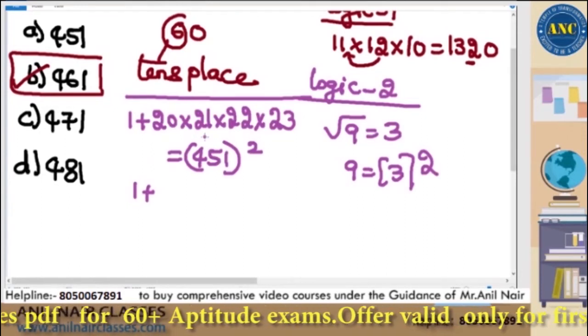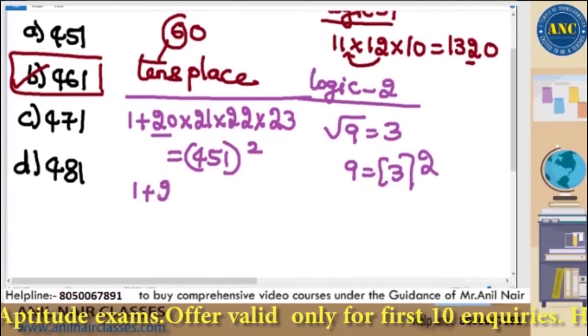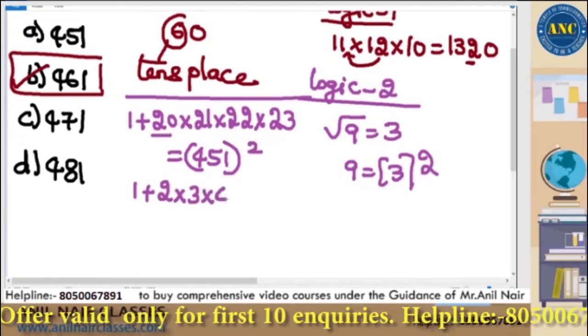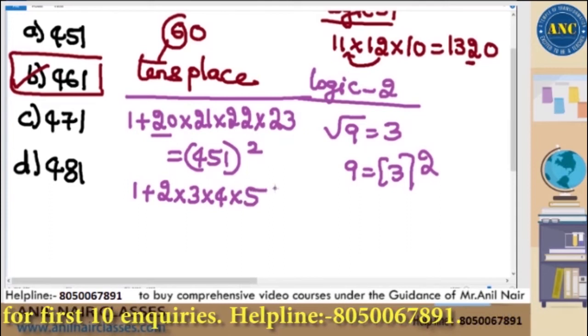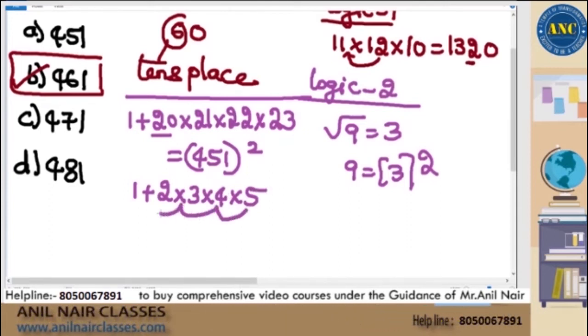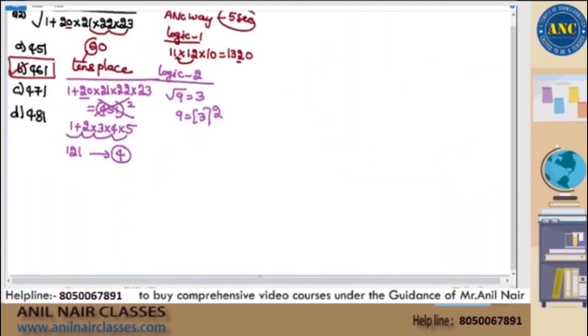Mayur, please allow me to solve the problem, sir. 20, what is the digital sum? 2, 21 is 3, 22 is 4, 23 is 5. 2 3s are 6, 6 4s are 24, 24 5s are 120, 120 plus 1 is 121. The digital sum is 4, so the answer's digital sum should be 4. 451: 4 plus 5 is 9, 9 plus 1 is 10, 10 is 1, 1 square is 1. If I keep the second option, 461 square: 4 plus 6 is 10, 10 plus 1 is 11, 11 is 2, 2 square is 4.